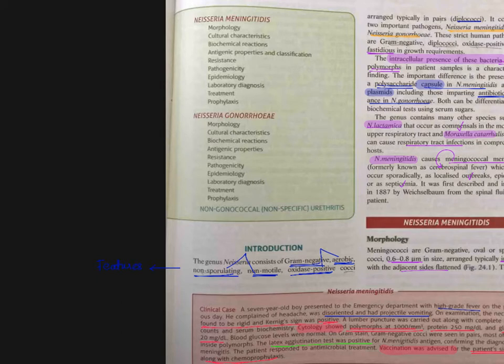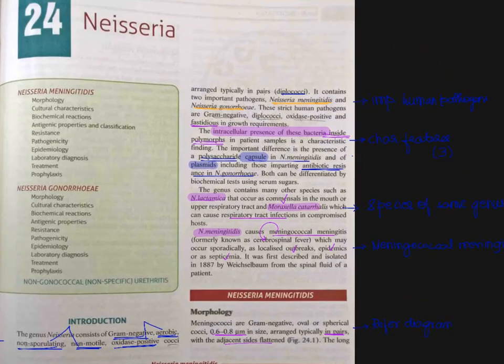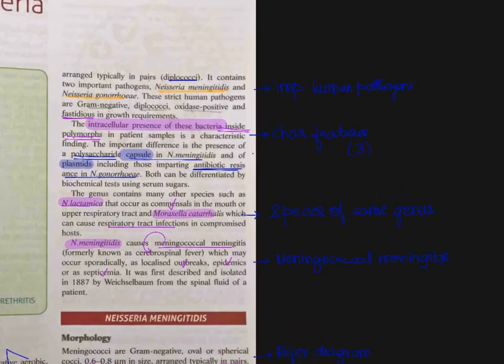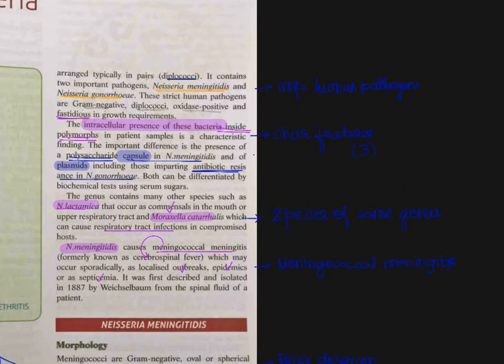Neisseria gonorrhoeae features. It is gram-negative in nature. It is a non-sporulating, non-motile coccus, and it is oxidase positive. The most important human pathogens of the Neisseria group are Neisseria meningitidis and Neisseria gonorrhoeae. It is very important and fastidious in growth requirements.